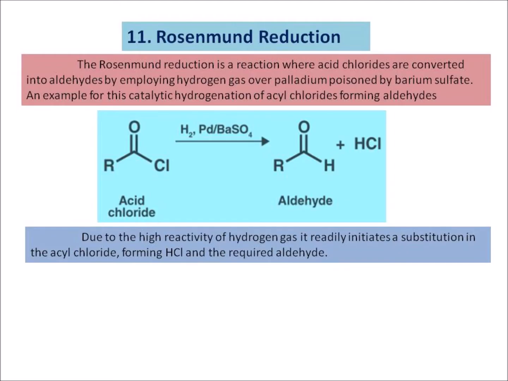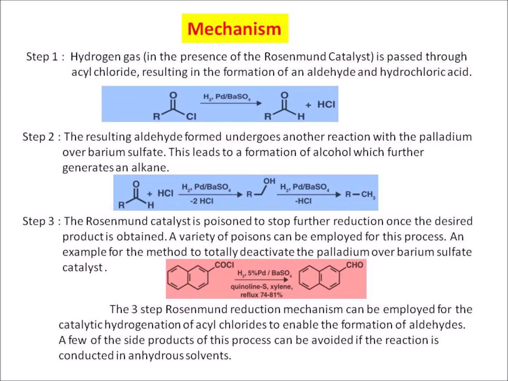In Rosenmund reduction, acid chlorides are converted into aldehydes by employing hydrogen gas over palladium poisoned by barium sulfate. Due to the high reactivity of hydrogen gas, it readily initiates a substitution in the acyl chloride, forming HCl and the required aldehyde. The mechanism of Rosenmund reduction consists of three steps.